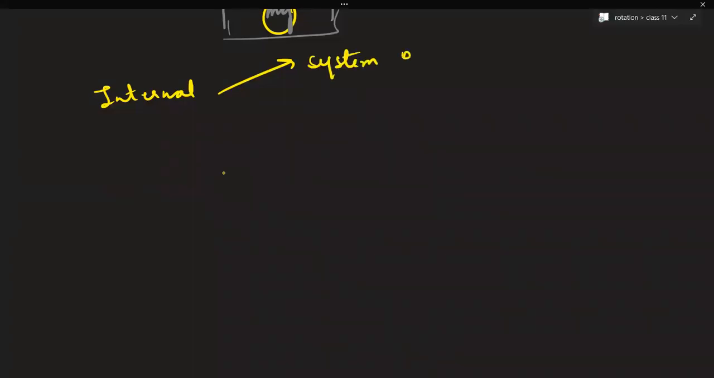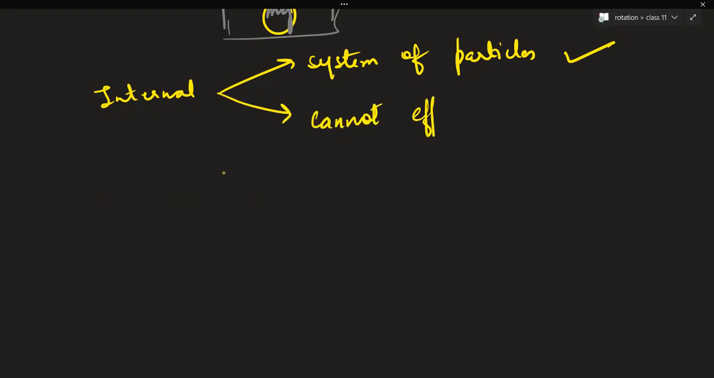Fine, particles of the system can come into motion because of internal forces. They can change their position. Anything can happen due to internal force, but internal force cannot affect the center of mass. Always remember this, it cannot affect the center of mass.